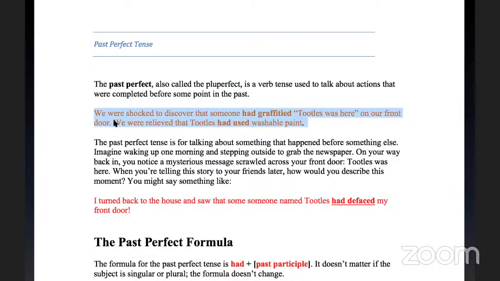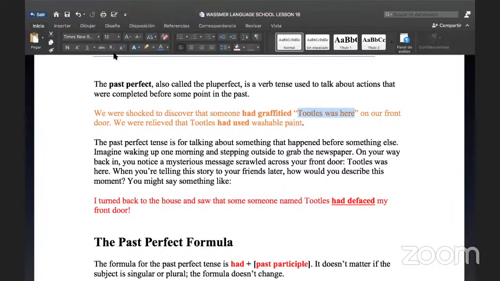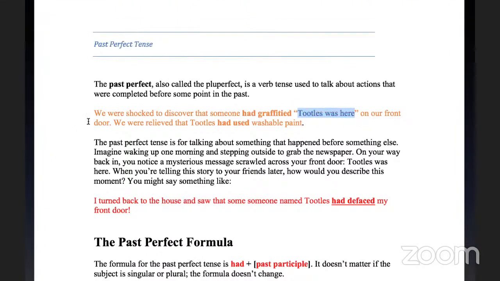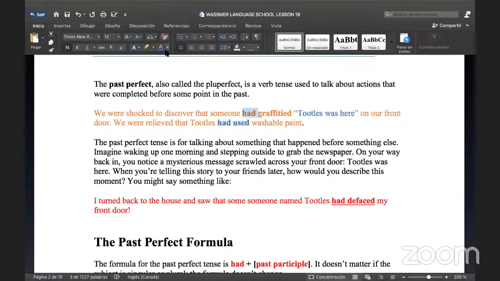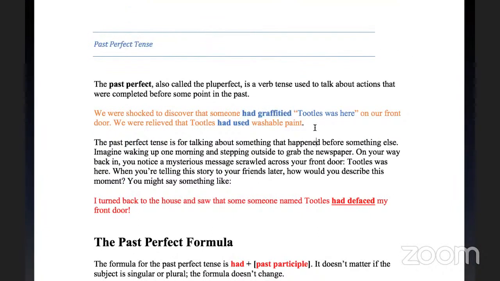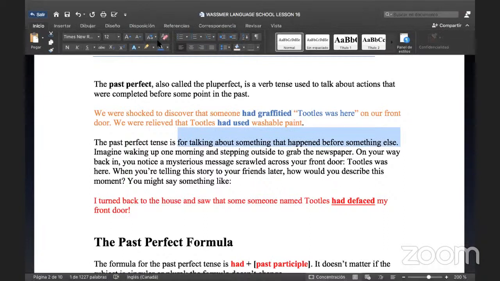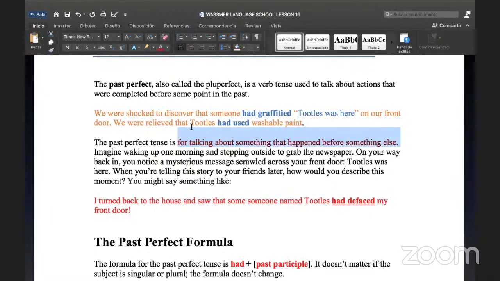Examples. We were shocked to discover that someone had graffitied "Tuttle was here" on our front door. We were relieved that Tuttle had used washable paint. Had graffitied. The past perfect tense is to talk about something that happened before something else.